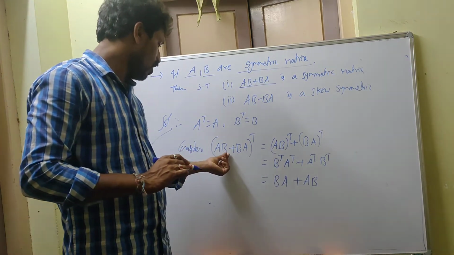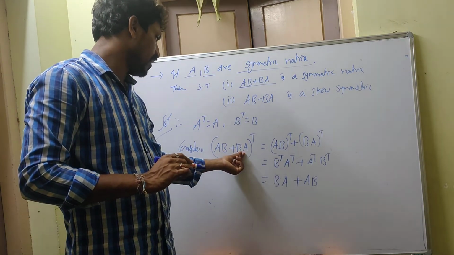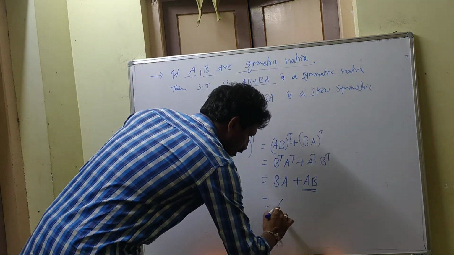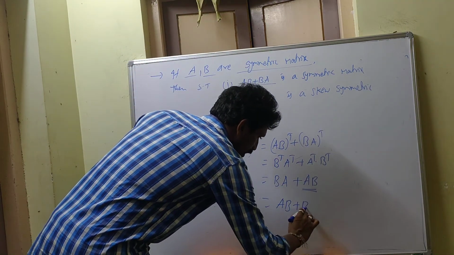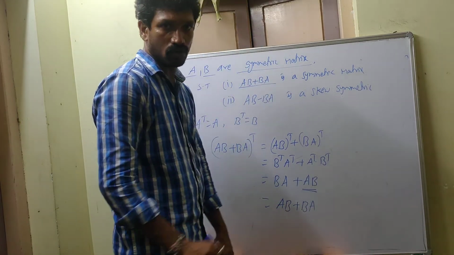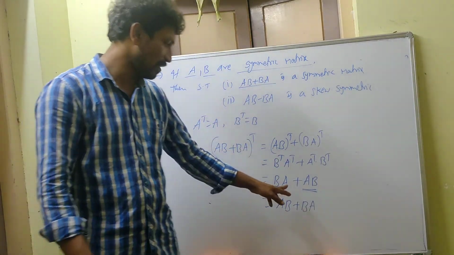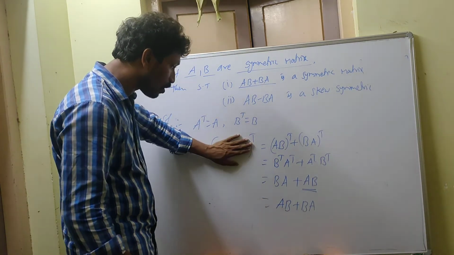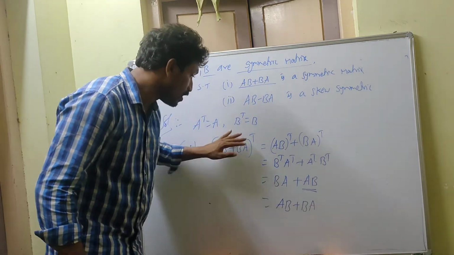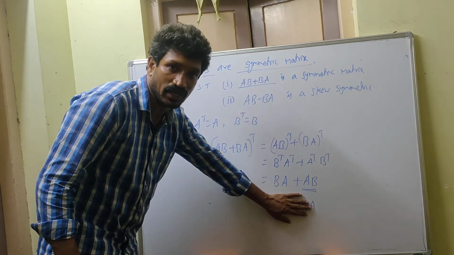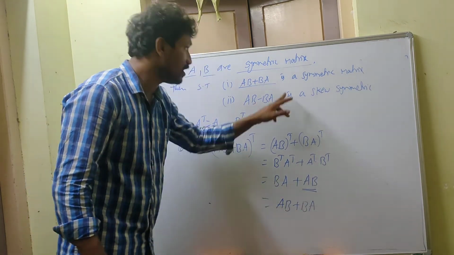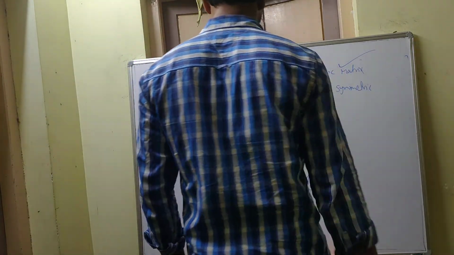What we have to prove is AB plus BA. Addition is commutative, so A plus B is equal to B plus A. Same like, BA plus AB is nothing but AB plus BA. So AB plus BA whole transpose is equal to AB plus BA. A transpose is equal to A means symmetric. So AB plus BA is a symmetric matrix.